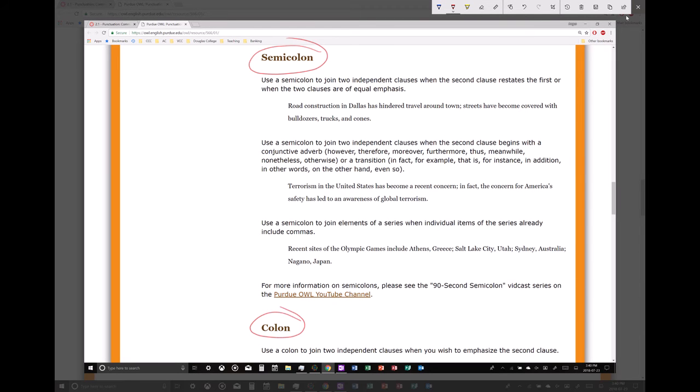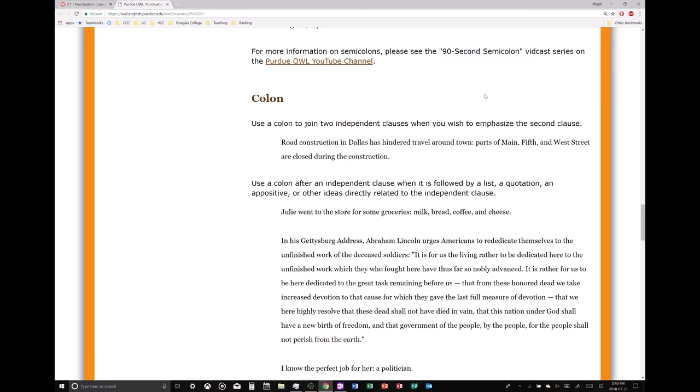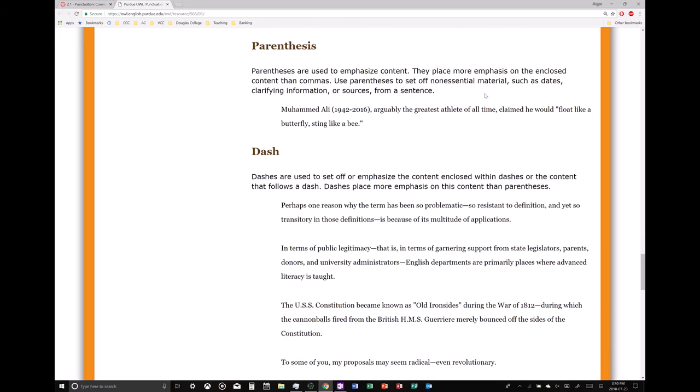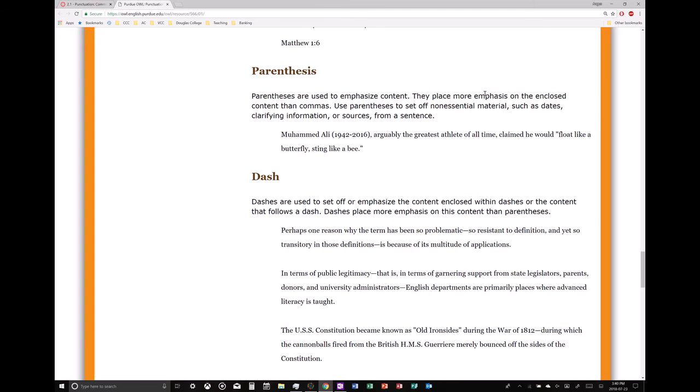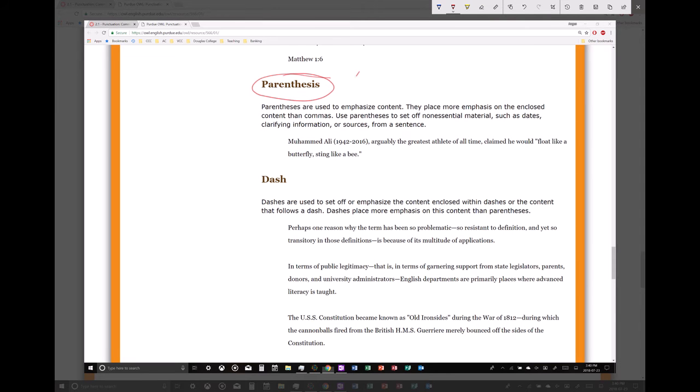Now we already talked about commas and semicolons a lot, so this set of notes will be good review for you, but there are more punctuations that we can use. So colon is one of them, and then we have more. We have parentheses, which are brackets like this, and we have dash, which is this, so you can see these dashes here.